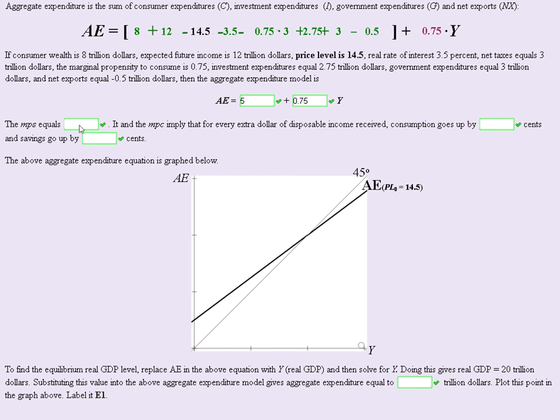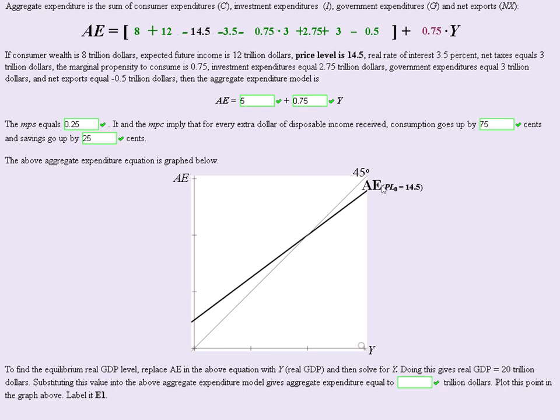Now the MPS equals 0.25. I mean, the marginal propensity to save equals 0.25 because the marginal propensity to consume is 0.75. It and the MPC imply that for every dollar of disposable income received, consumers' consumption goes up by 75 cents and savings goes up by 25 cents. Okay, now we're going to graph this model. It's this solid black line.